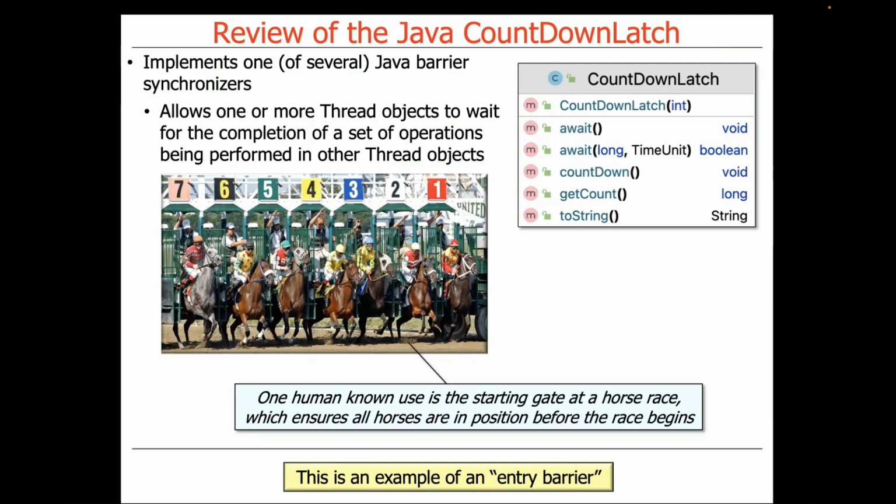There are two different ways of using CountDownLatches. One is to use them as what's called an entry barrier. A good example of a human-known use of an entry barrier is the starting gate at a horse race, where all the horses have to line up and you ensure that no horse goes until all the horses are in position. So the race doesn't begin until the horses are ready to go. That's the first way of looking at it, as an entry barrier.